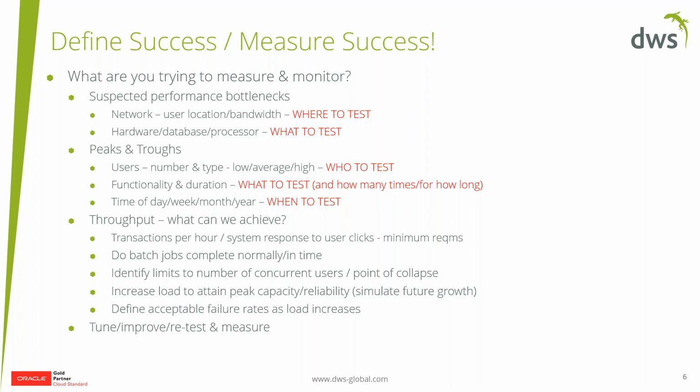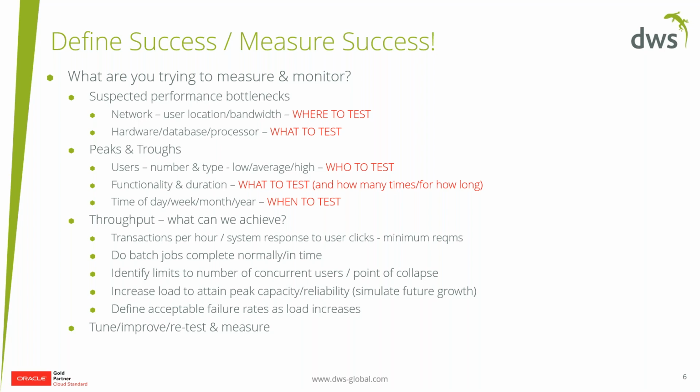But instead of looking at it like that as possibly a problem that you have or that you're expecting to see, you could also look at it the other way around and answer that question, how much performance can we achieve with the throughput aspect? So nominating or setting yourselves a target of the number of transactions per hour or the system response to user clicks. What are the minimum requirements we expect to see?